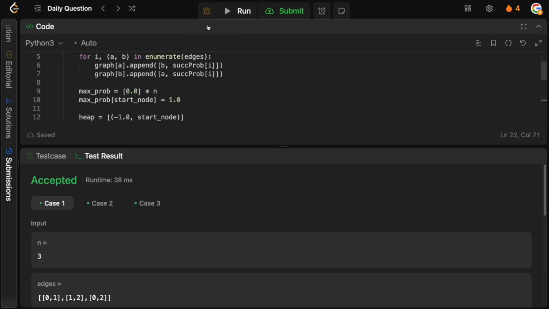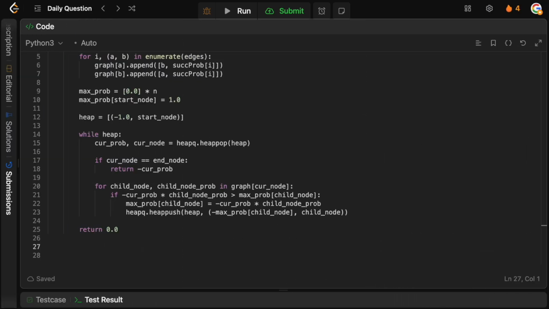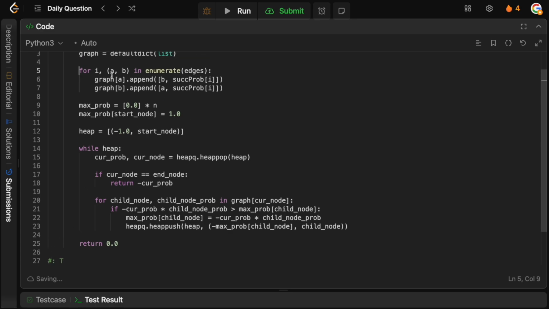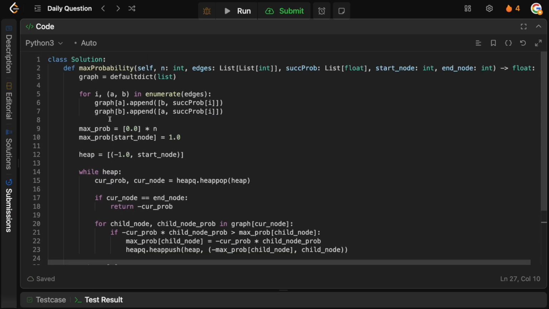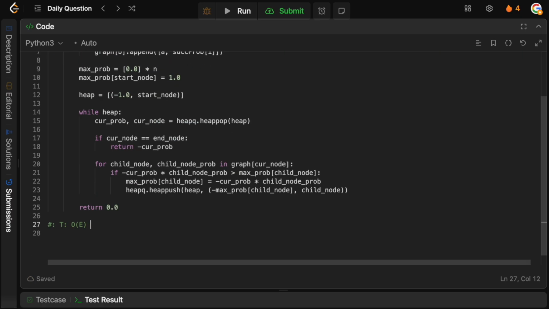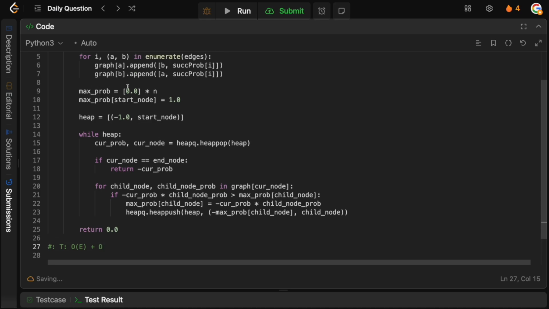Perfect. Okay, the last thing we need to do is simply define the time and space complexity. So the time, let's think about what we do. We build a graph and then we traverse this graph. So the actual building of the graph will basically be O of E, where E is the number of edges in the graph, because we need to store all those edges. And then we also need to traverse this graph and we're basically going to be using this heap.